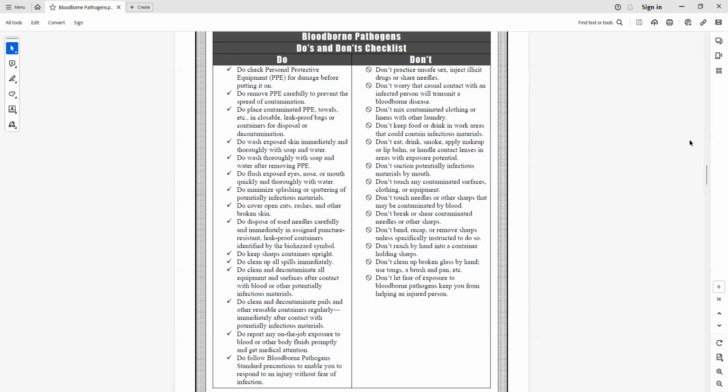Don't touch needles or other sharps that may be contaminated by blood. Don't break or shear contaminated needles or other sharps. Don't bend, recap, or remove sharps unless specifically instructed to do so. Don't reach by hand into a container holding sharps. Don't clean up broken glass by hand. Use tongs, a brush, and pan, etc. Don't let fear of exposure to bloodborne pathogens keep you from helping an injured person.